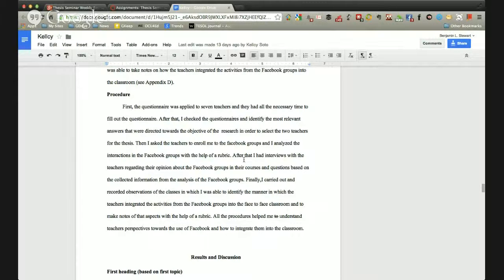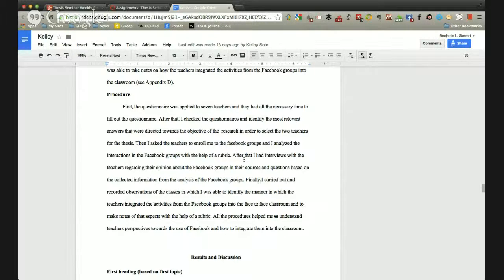So the first point here is the role of the observer. For you as the observer, the researcher, did you play a participative role? Were you intervening in the process of collecting the data, or were you more of an outsider observing? So you want to explain that and make that clear in the procedure section.